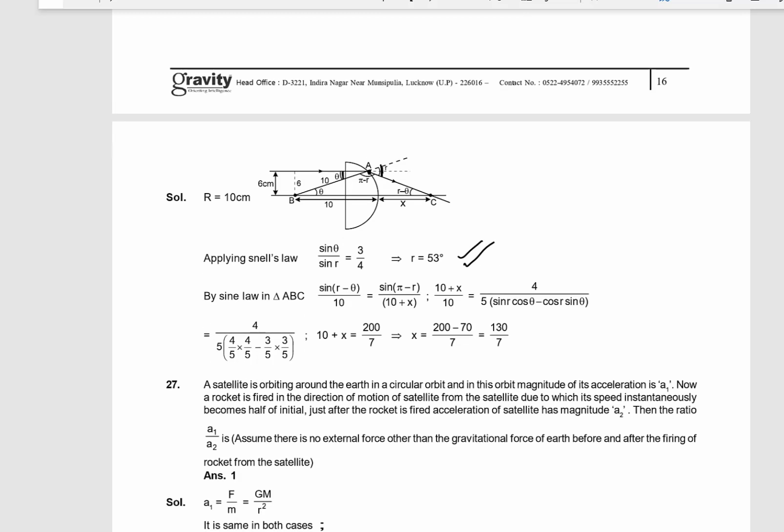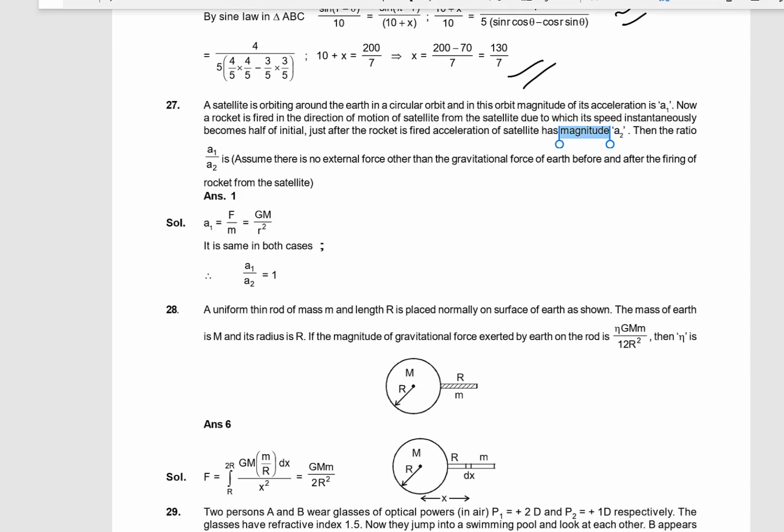Then this particular angle BAC will be equal to pi minus r. Then all we'll do is use the sine rule, right? Using the sine rule, we will find the value of whatever is required. Okay, moving on to the next question.